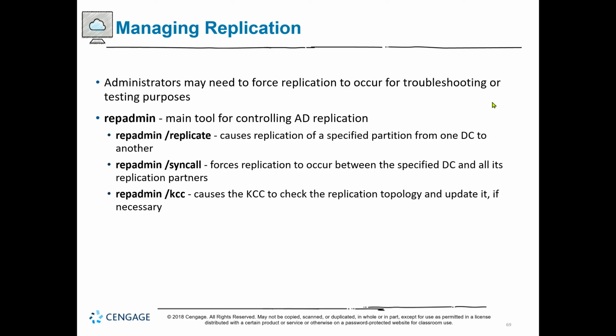Managing replication. Administrators may need to force replication to occur for troubleshooting or testing purposes. So we have the repadmin that we talked about. You have repadmin replicate, syncall, and KCC. Replicate causes replication of a specified partition from one DC to another. Syncall forces replication to occur between the specified DC and all its replication partners. And KCC causes the KCC to check the replication topology and update it if necessary.